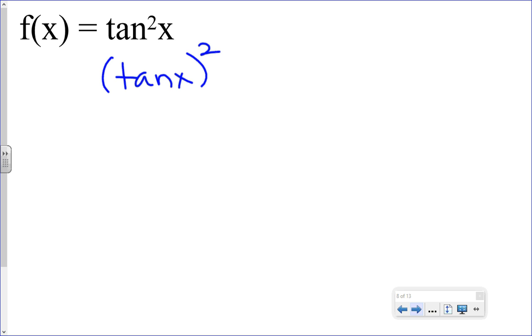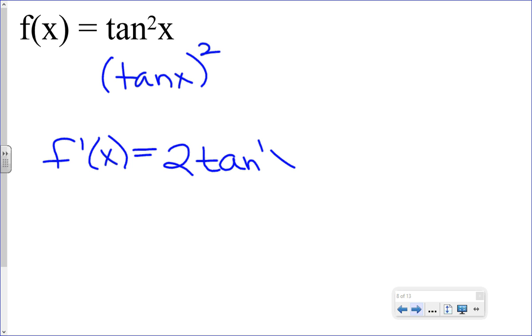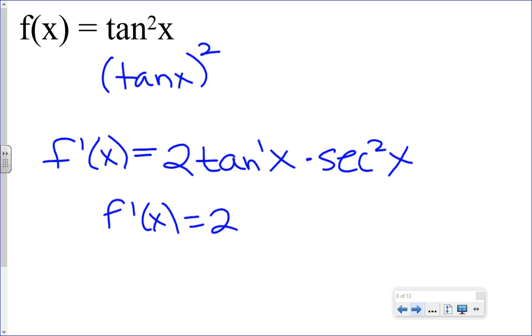With logarithms and trig functions, any exponent is going to be connected to the letters, if that makes sense. So it's going to look kind of funny. So when we take this derivative, our first job is the outside function, which is a power rule. So we're going to have 2 tangent to the first power. And then we multiply by the derivative of tangent, which is secant squared x. Okay? So we have 2 tangent x secant squared x.